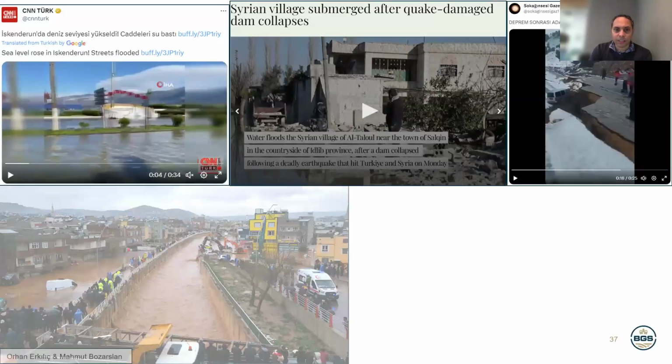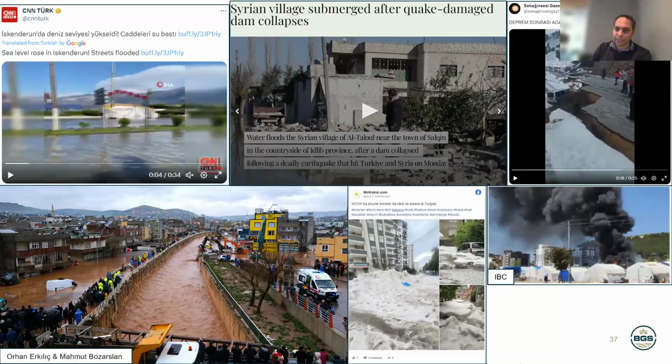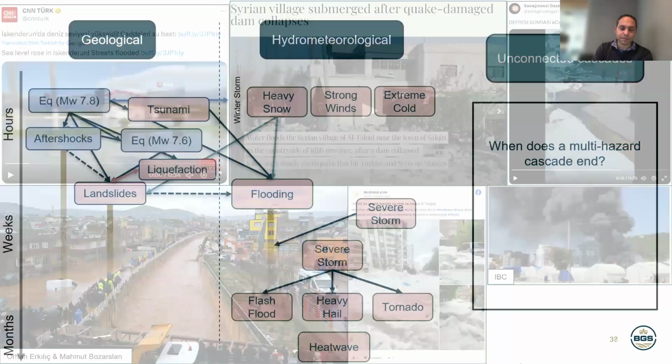And here are some pictures of some of these hazards I mentioned. On the top left, the tsunami on the coast. In the top central is a video, which I don't have time to show now, of a dam burst that led to flooding and it flooded this entire Syrian village. And the bottom left is that flood I mentioned that killed 20 people. And then the bottom here again, that's the hailstorm. That's not snow, that's hail. And there were other humanitarian issues such as fires in some of these camps. So overall, quite a significant multi-hazard scenario event.